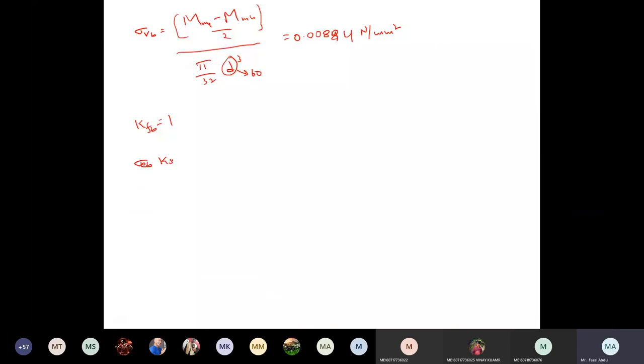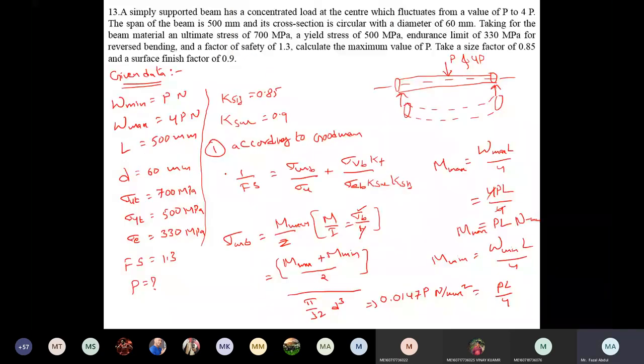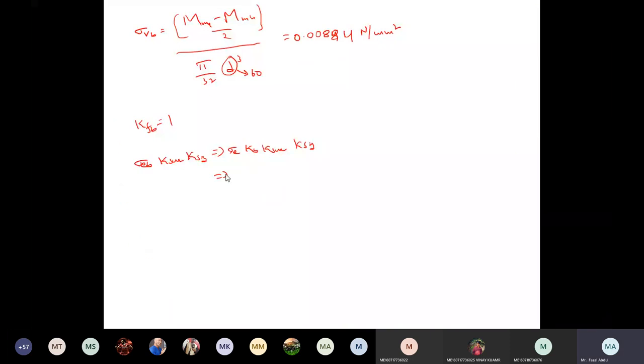Sigma EB is sigma E into KB into surface into size. So sigma E, how much is given in the problem? Sigma E is 330.